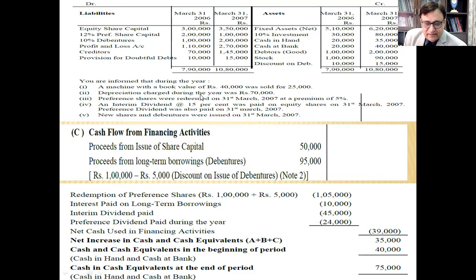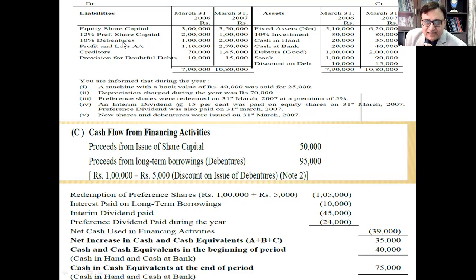It means redemption is there. So preference shares are redeemed at a premium of 5%, as written here. So the redemption of preference shares, 1 lakh plus 5,000 premium, 1,05,000, is an outflow. Similarly, interest paid on long-term borrowing.